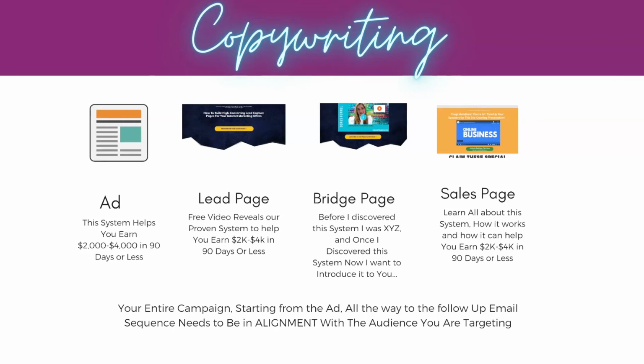It's your campaign, congruency, copywriting. It all has to go together so that you have one laser focused targeted campaign that results in higher lead conversions.